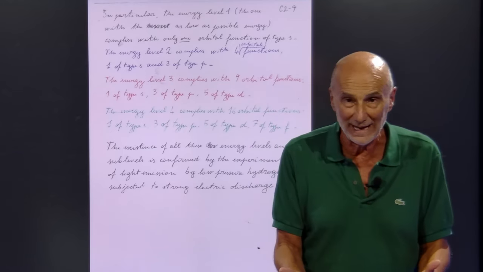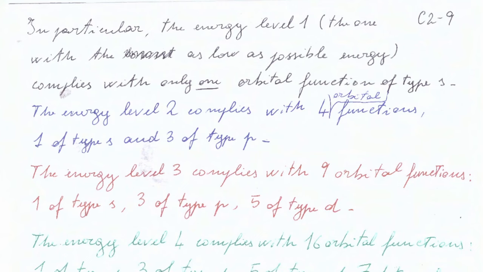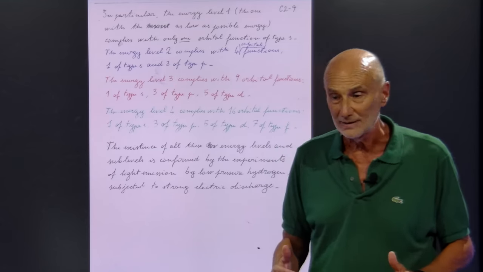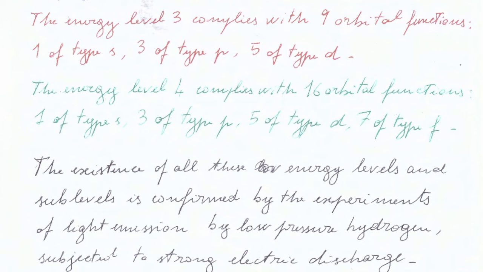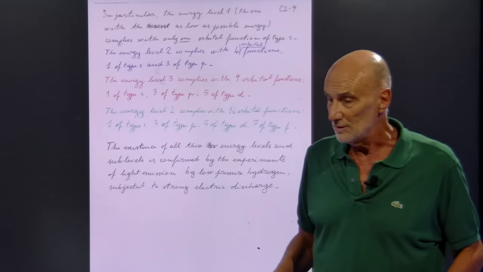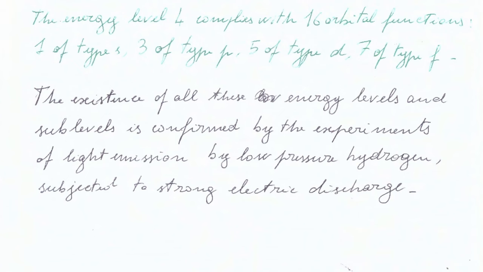Then, if we give some energy, the electron may be promoted to the energy level 2. And this energy level 2 complies with 4 different orbital functions, one of type S and three of type P. If we give further energy to the electron, it will be promoted to the energy level 3, which complies with 9 orbital functions, 1 of type S, 3 of type P, 5 of type D. Again, if we still give further energy, the electron will be promoted to level 4, which complies with 16 orbital functions, 1 of type S, 3 of type P, 5 of type D, 7 of type S.